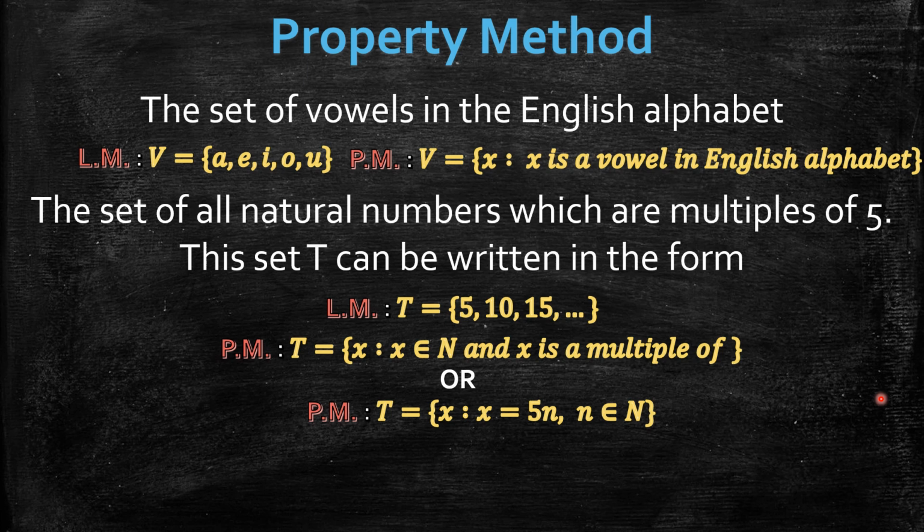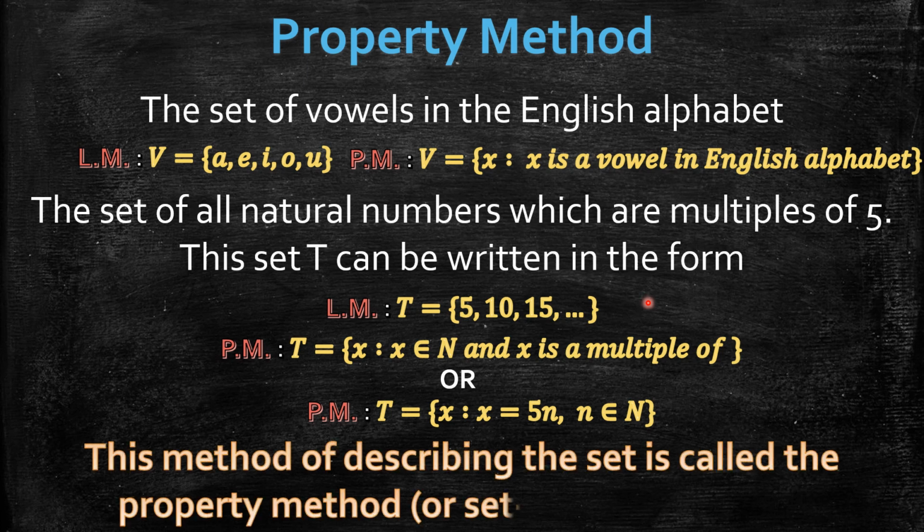So you know how we can write the same set using both the listing method and the property method. This method of describing the set is called the property method or set builder method. In some books you will also find this method of describing a set called the set builder method, and I just described how you can write a set using the property method or set builder method. You just have to write in this format. You have to write the common property of all of the elements of the set. Okay, now let's proceed.